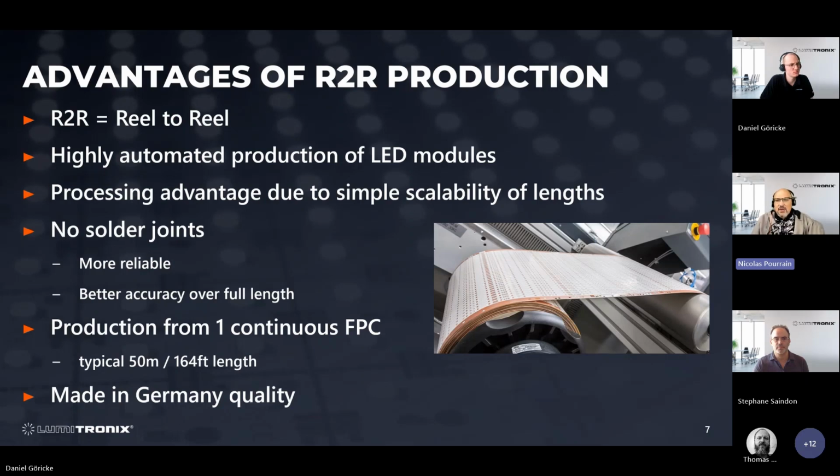Furthermore, reel-to-reel eliminates the need for manual soldering in the traditional way, which can be a weak point in traditional LED strip production, leading to a more reliable and more durable product. The reel length, as you can see, is 50 meters, and this is made in Germany, with the quality of made in Germany.